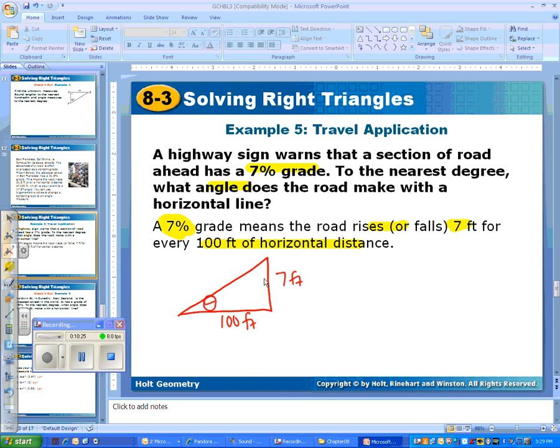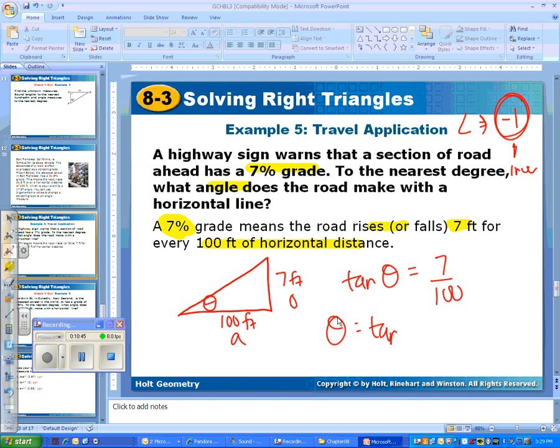Well, what trig function talks about the opposite side and the adjacent side? Well, that's tangent. So we're going to say tan theta, tan of whatever angle it is, which we're solving for, is 7 over 100. And since we're solving for an angle, that means we have to use the inverse functions. So we're going to use inverse tan and put this into our calculator, and it is a 4-degree angle. So this angle right here that makes a 7% grade is really a tiny, tiny 4-degree angle.